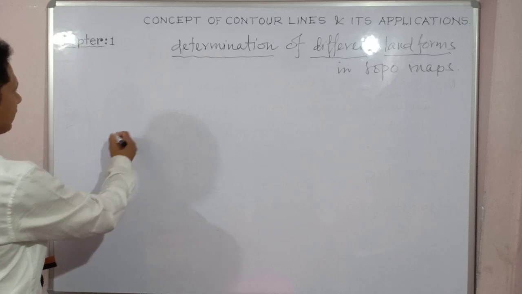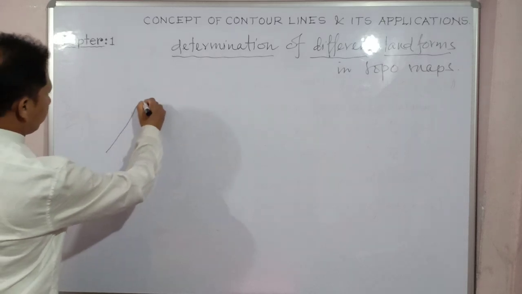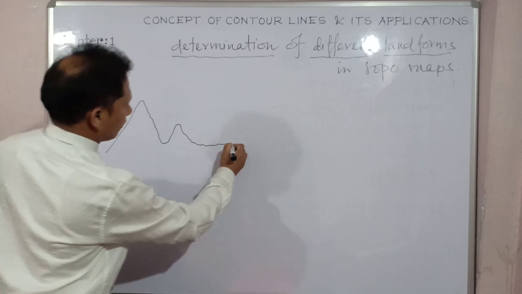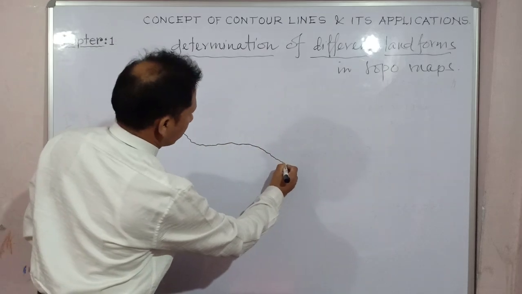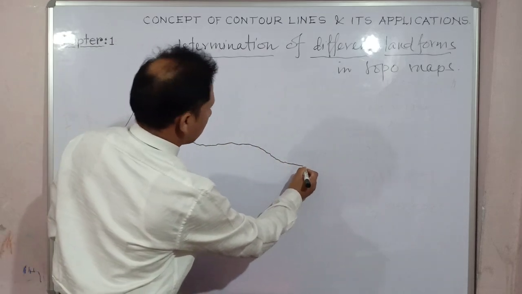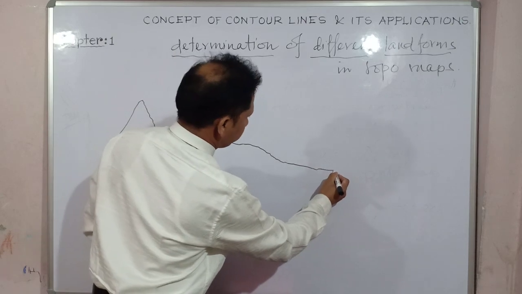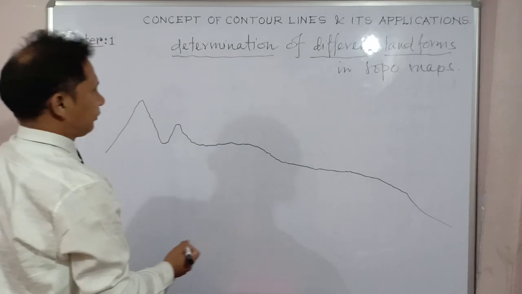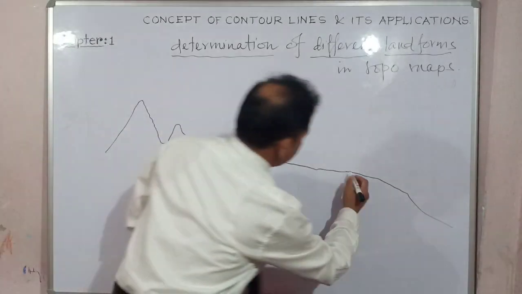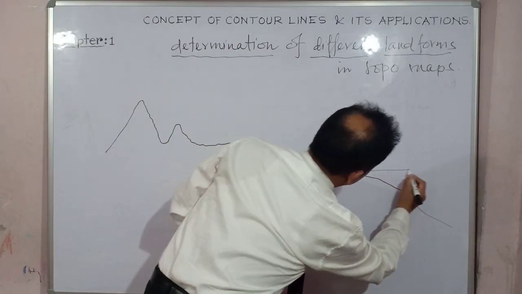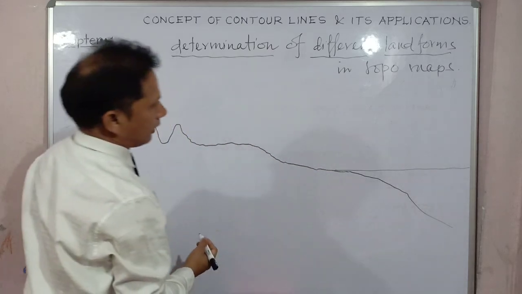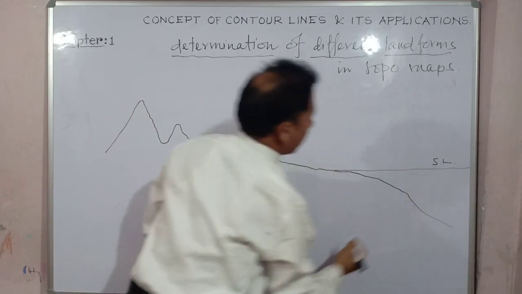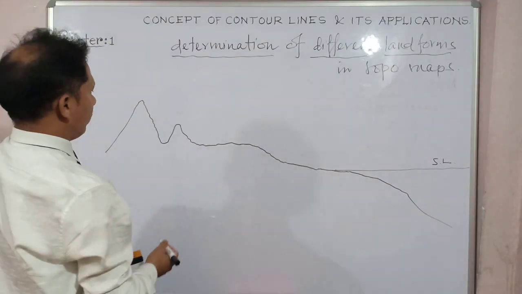Okay, say for instance, clear? What I am showing, you must have some knowledge. The straight line shows the, what is this? Okay, SL. SL means what? Sea level, you know, right?